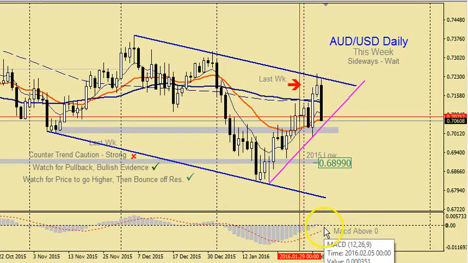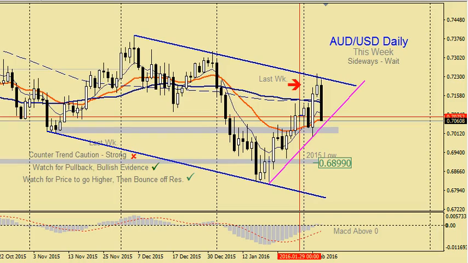MACD is just slightly above zero, but you know what? It's too close to the zero level. Right now, we can expect price to go sideways. You have to wait for further evidence, either to the downside or to the upside. But right now, price is just going to be going sideways.